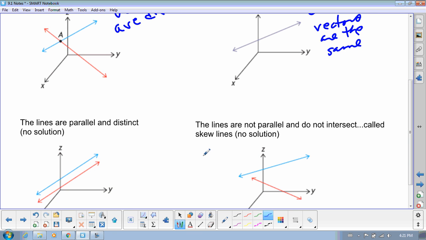The lines are parallel and distinct. So again, in this case, the direction vectors are the same.